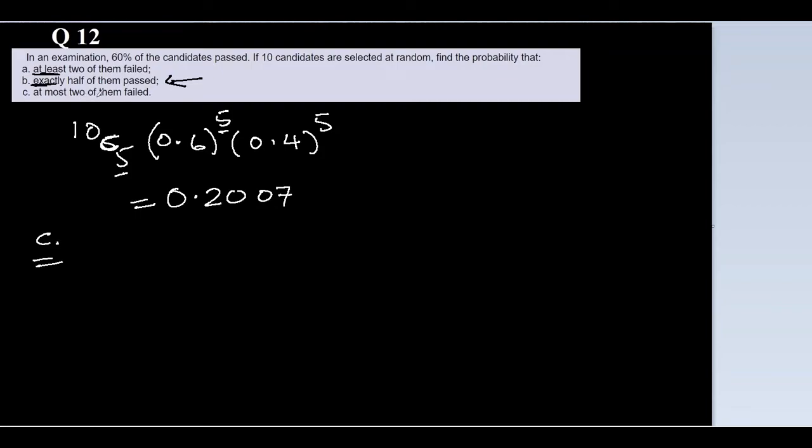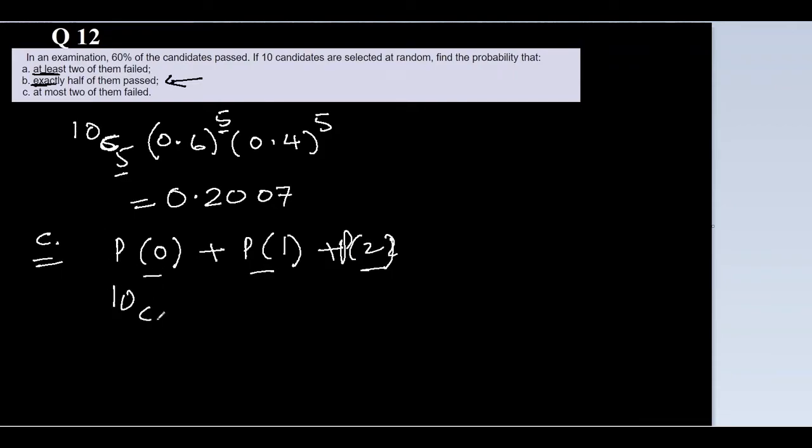All right, C part. At most 2 of them fail. Again, just like "at least," here it is "at most." That means the probability that 0 of them are failing, or 1 is failing, or 2 are failing, and no third. This is at most 2, isn't it? So we'll use the same thing again.